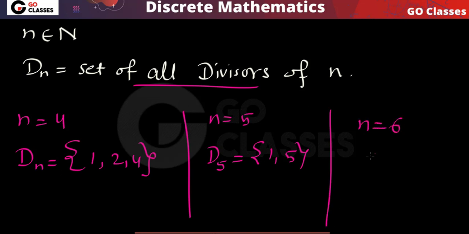If I give you n equal to 6, then what will D6 be? D6 will be the set of all divisors of 6. That will be 1, 2, 3, 6. So this is the idea. So this is the definition.